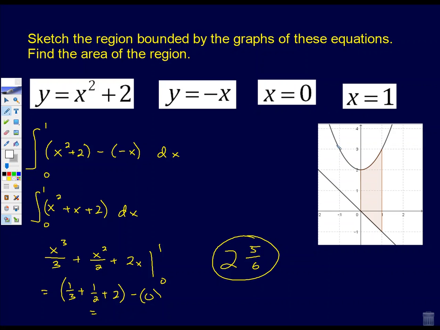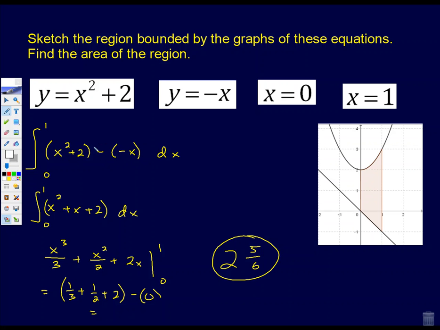So I can observe in the picture that the graph y equals x squared plus 2 lies entirely above the function y equals negative x. So the terminology I use is that one of these is the upper function and one of these is the lower function. And we always want to subtract the higher number by the lower numbers. So it's always the upper function minus the lower function. So that makes my integrand x squared plus 2 minus the negative of x.